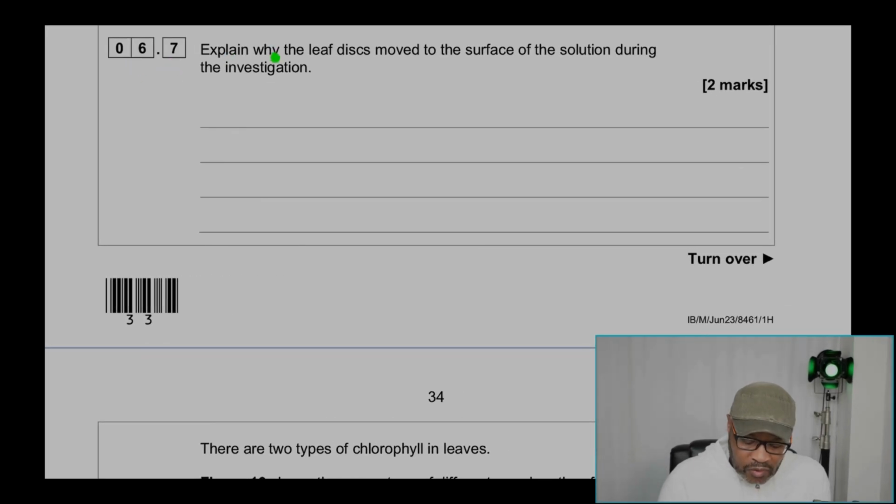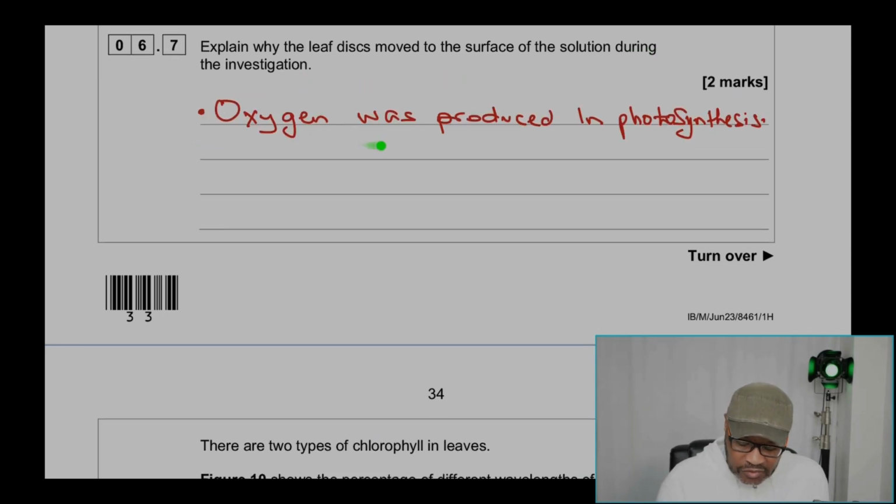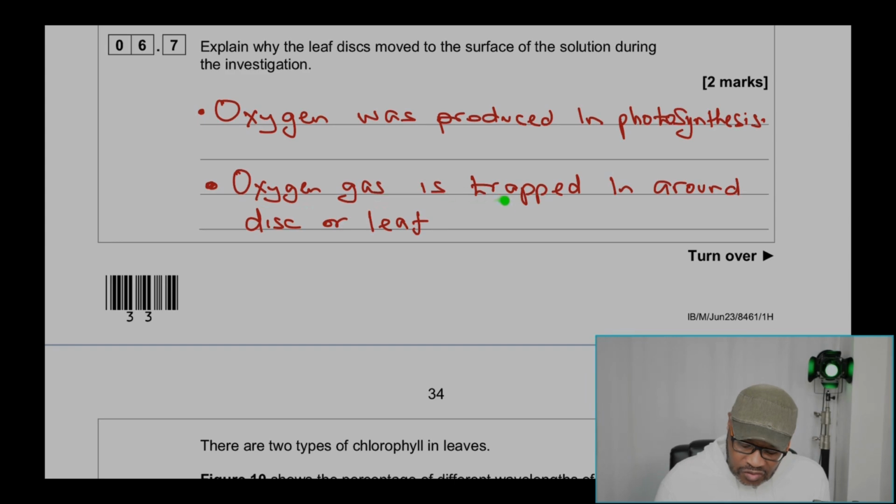Question 6.7. Explain why the leaf discs moved to the surface of the solution during the investigation. Oxygen was produced in photosynthesis. The oxygen gas is trapped around the leaf disc.